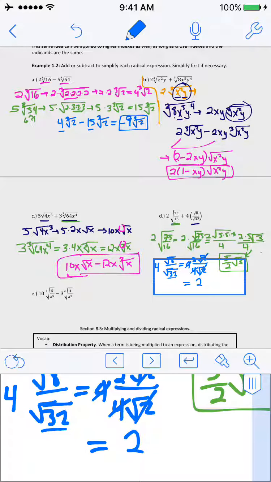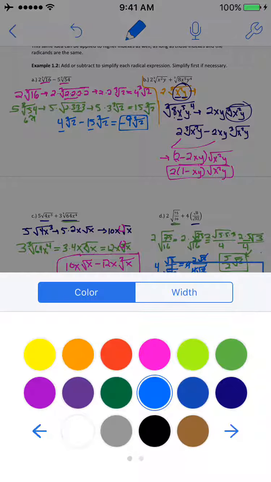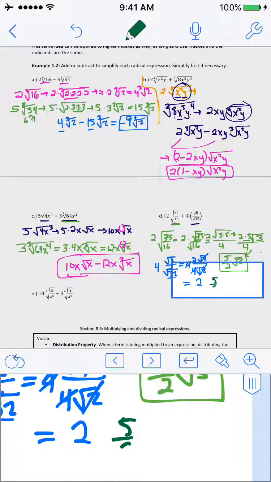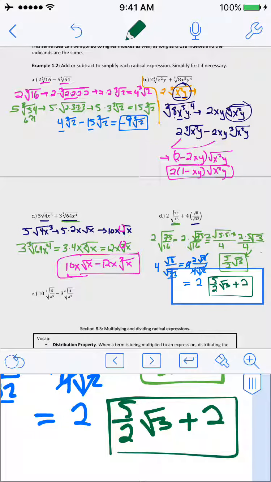So my final answer would be the green and the blue. 5 halves, root 3, plus 2. And that is as simple as I can go because one has a root 3 and one doesn't. Alrighty.